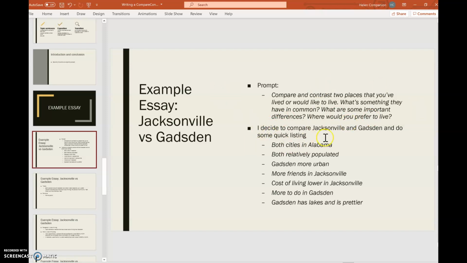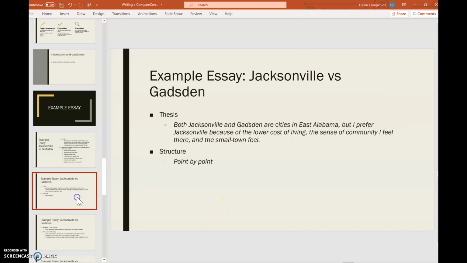So I decided to do some quick comparing between Jacksonville and Gadsden and just do some quick listings. So both are cities in Alabama that are relatively populated, at least compared to where I grew up. Gadsden's more urban. I have more friends in Jacksonville. The cost of living is lower in Jacksonville, but there's more to do in Gadsden, and it has lakes, which I like, bodies of water, and is prettier.